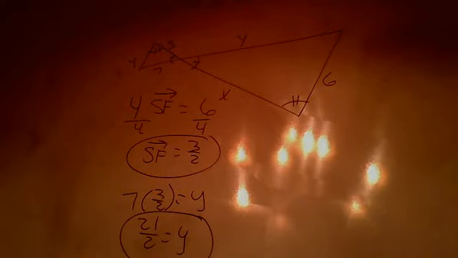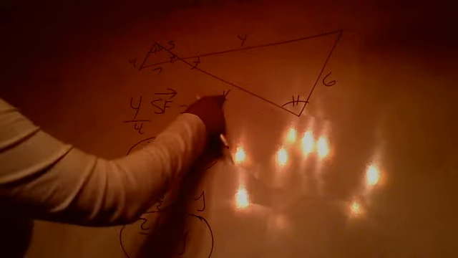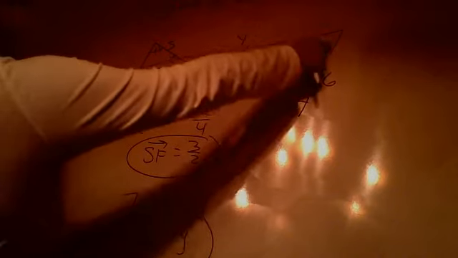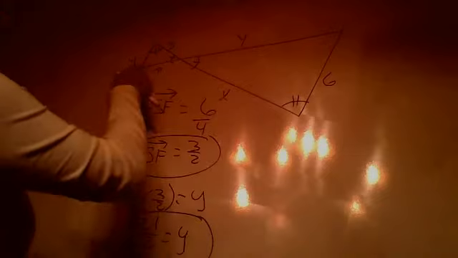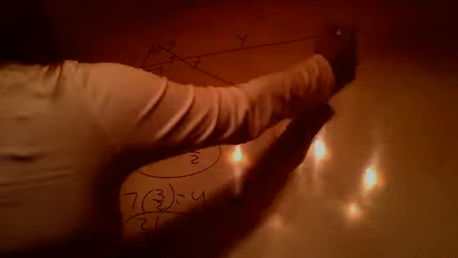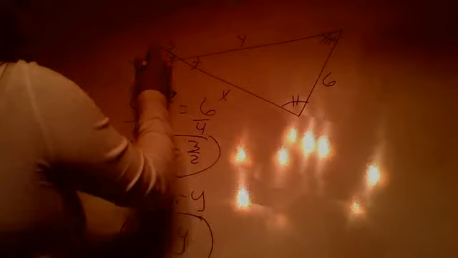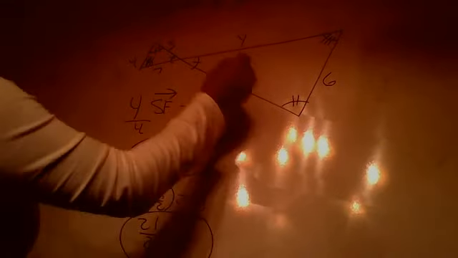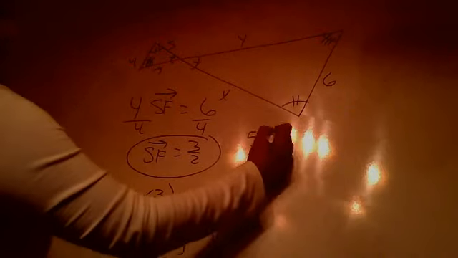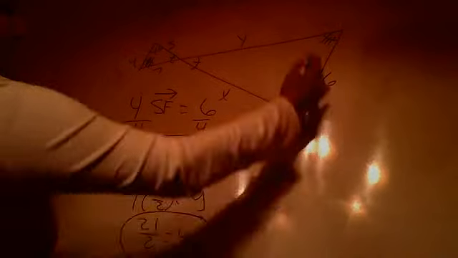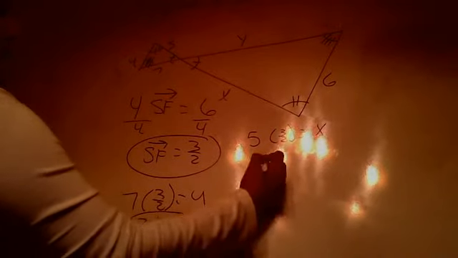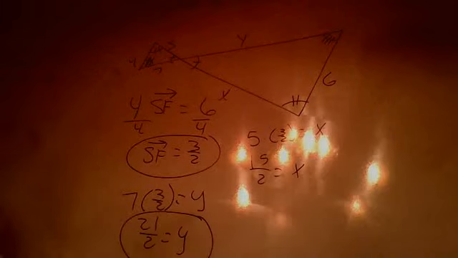So how do we find x? Well, x is across from that angle, and because we said if two of the angles are equal, then the third angles must be equal, this one must be equal to this one. So what side does it fit? 5. So we say 5 times the scale factor of 3/2 equals x, or simply 15/2 equals x.